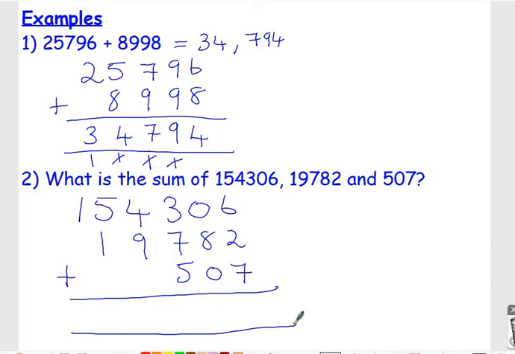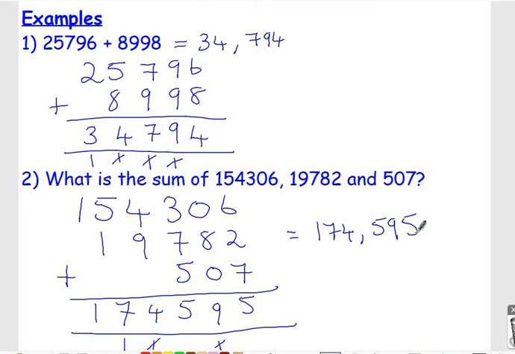Starting on our units, 6 add 2 is 8, add 7 is 15, 5 down carry 1. 8 add the one we carried is 9. 3 add 7 is 10, add 5 is 15, 5 down carry 1. 4 add 9 is 13, and the one we carried 14, 4 down carry 1. 5 add 1 is 6, and the one we carried 7. 1 add nothing is 1. So we get an answer of 174,595.